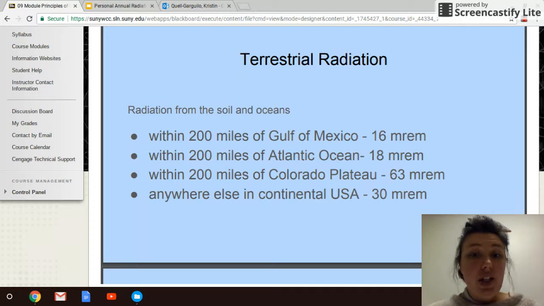The next radiation exposure is based on terrestrial, and so this is your soil and ocean exposures. If you live within 200 miles of the Gulf of Mexico, give yourself 16, the Atlantic Ocean 18. If you live in the Colorado plateaus because of all the uranium-rich soils, give yourself 63. And if you live anywhere in the continental United States that's not near one of the oceans that we're talking about, give yourself 30. Most of us, if we're in the Valhalla area, will be near the Atlantic Ocean, and so therefore we'll give ourselves 18.